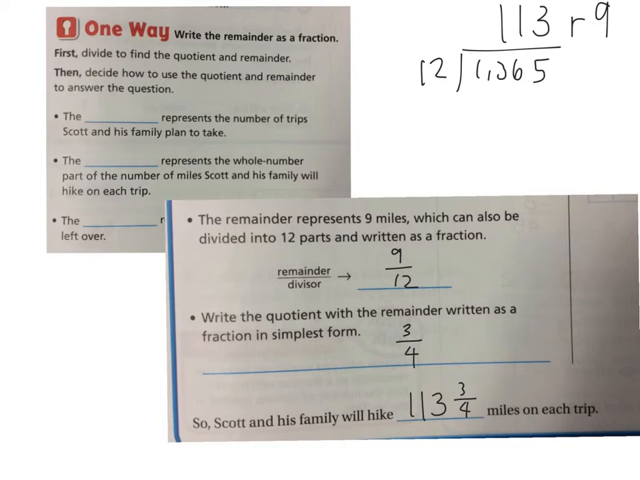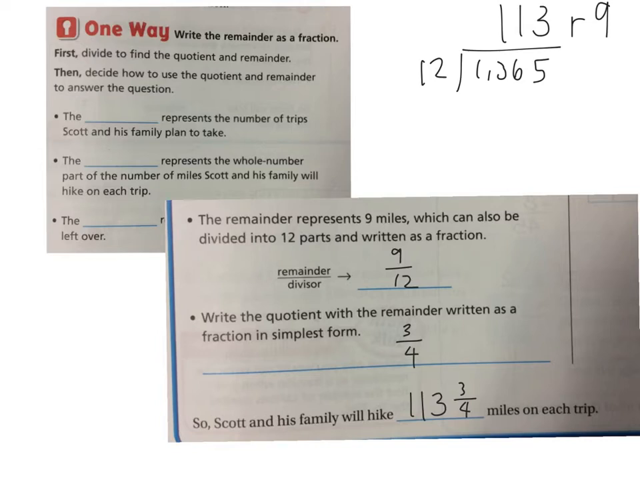So I have a question. If you were Scott and I said, please go hike 113, remainder 9 miles, does that make sense to you? No. Does it make sense if I say you need to make sure you hike exactly 113 and 3/4 of a mile today? Would that make more sense?